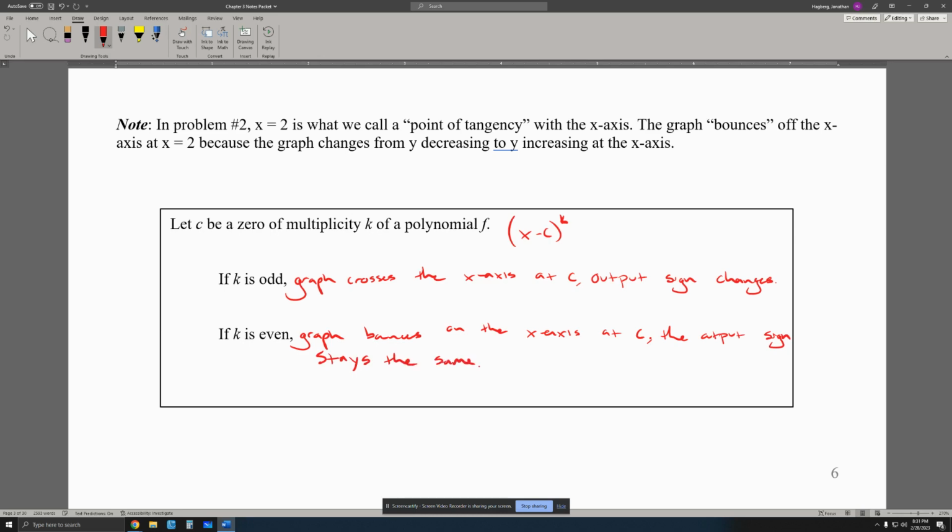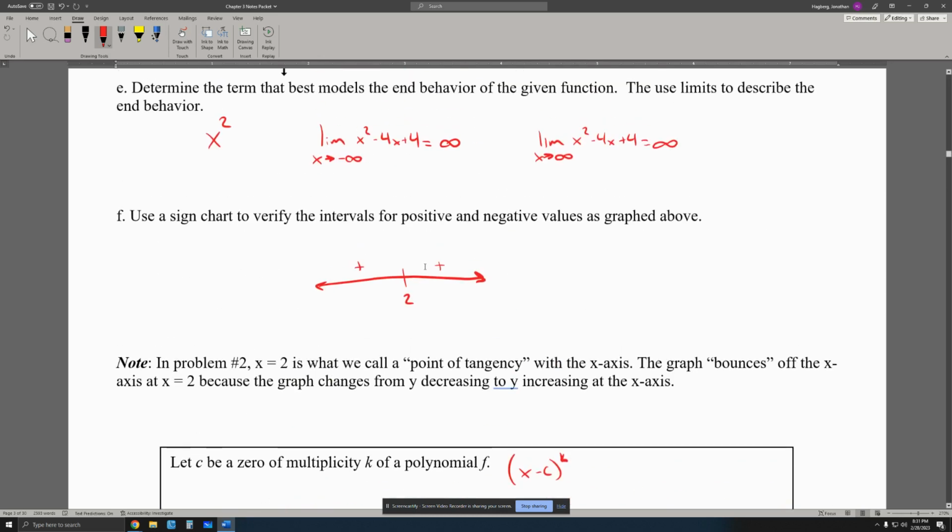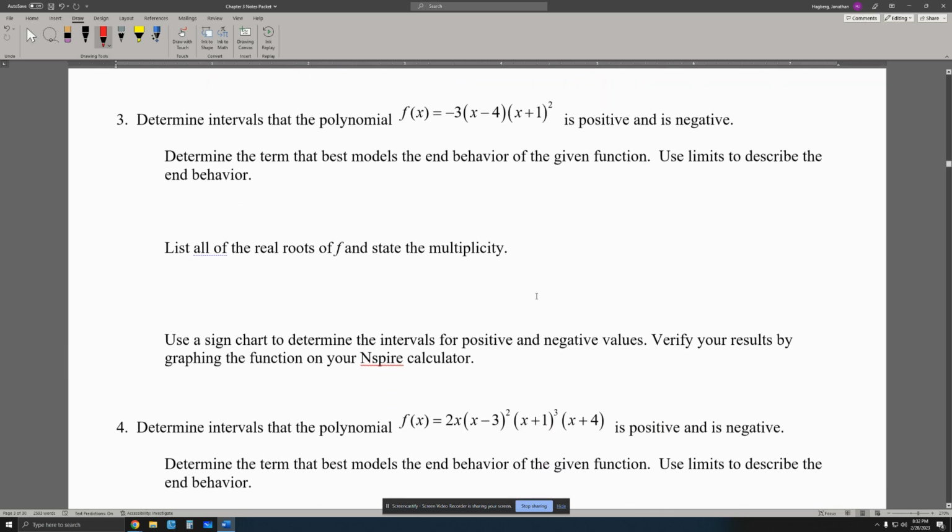So as we can see above with our sign chart here, at x equals 2, the sign about this 0 stays the same. We're staying positive. We're not flipping over that 0. All right, so let's try a few more examples.